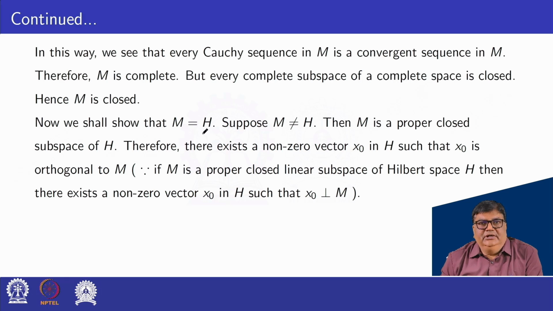Now we shall show that M is equal to H. Suppose M not equal to H, then M is a proper closed subspace of H. Therefore, there exists a non-zero vector x0 in H such that x0 is orthogonal to M. We have already proved in the previous lecture, if M is a proper closed linear subspace of Hilbert space H, then there exists a non-zero vector x0 in H such that x0 is perpendicular to M. So by this theorem, we have x0 is orthogonal to M.